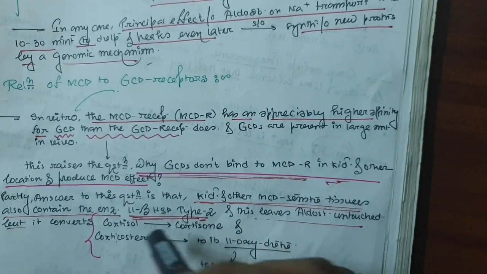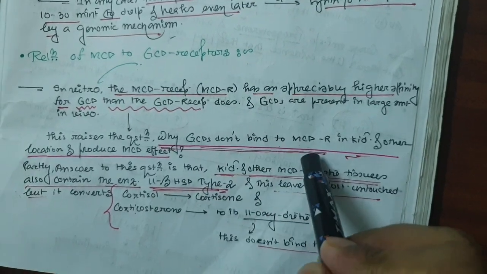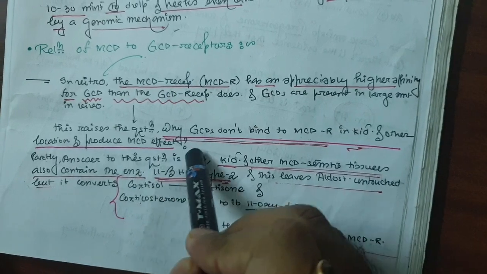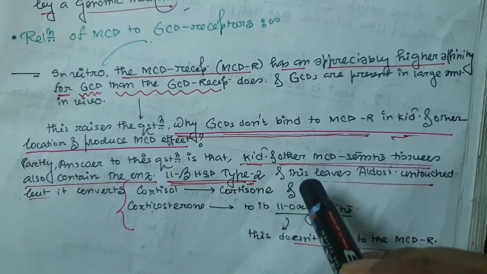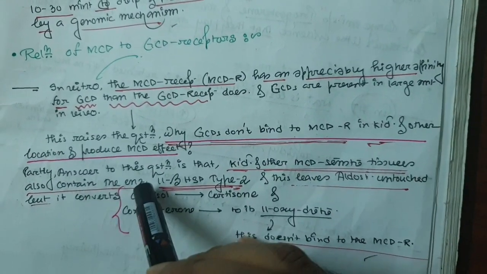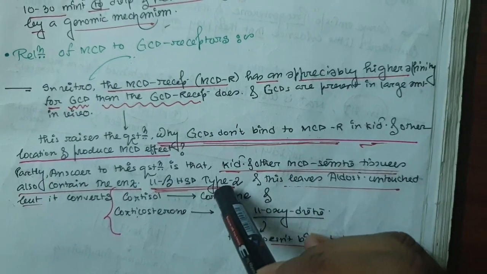Now, this raises a question: why don't the glucocorticoids bind to the mineralocorticoid receptors in the kidney and other locations and produce a mineralocorticoid effect? The answer to this question is that the kidneys and the other mineralocorticoid-sensitive tissues also contain the enzyme 11-beta hydroxysteroid dehydrogenase type 2.